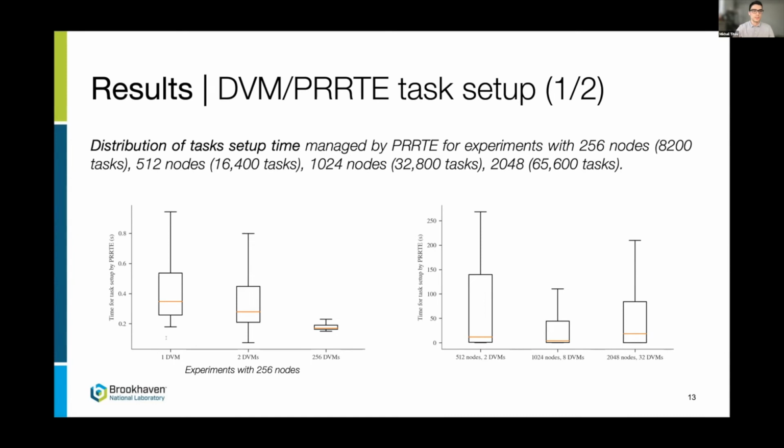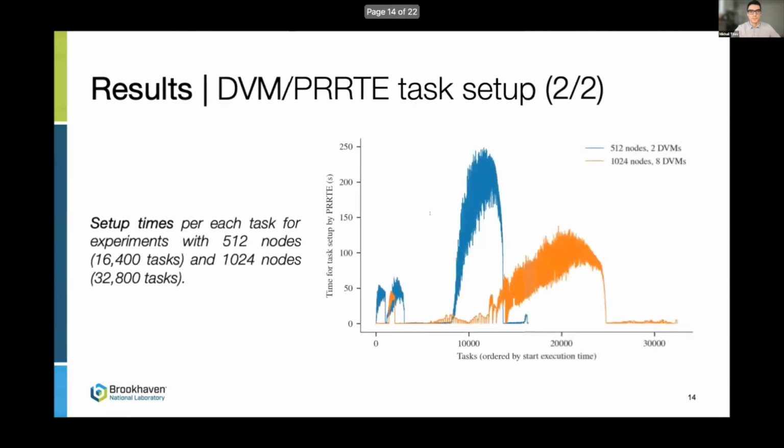And here we can see that task setup time for small runs is not that large, but for a larger number of allocated nodes it was significant. Even though the average setup time per task was kind of low, for some tasks it was significantly high, 250 seconds. So that's something unexpected.